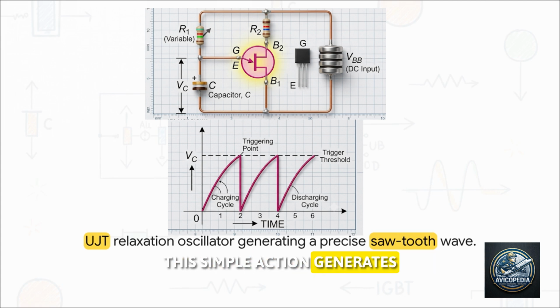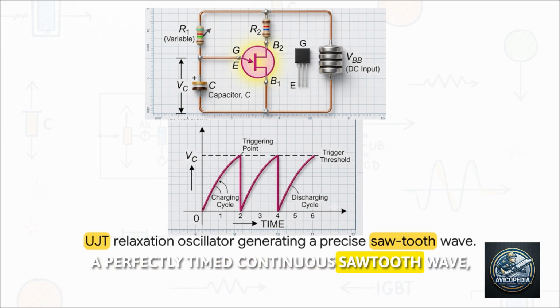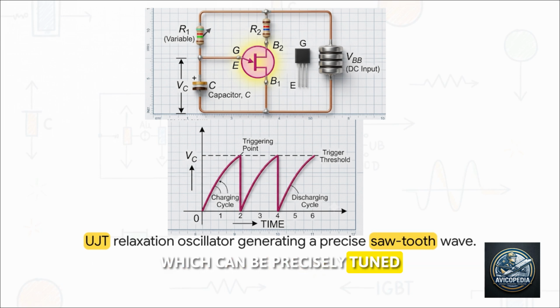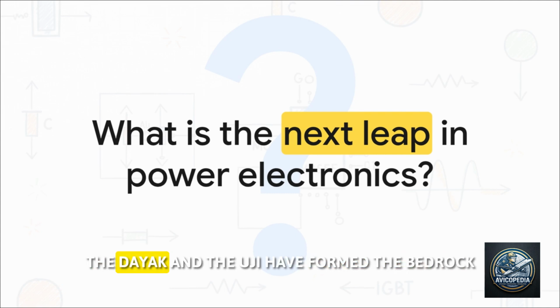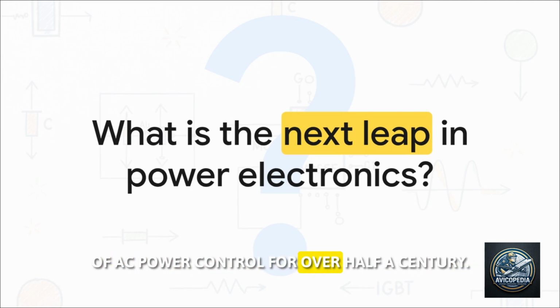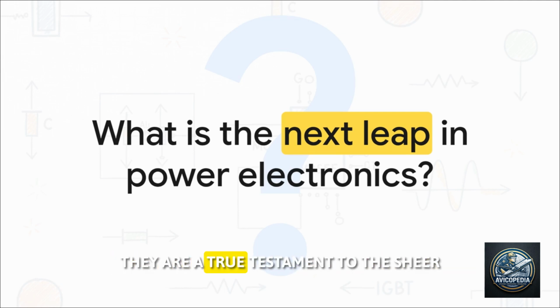This simple action generates a perfectly timed, continuous sawtooth wave, which can be precisely tuned to trigger our DIACs and TRIACs hour after hour, year after year. These three tiny, unassuming components, the TRIAC, the DIAC, and the UJT, have formed the bedrock of AC power control for over half a century. They are a true testament to the sheer elegance of semiconductor engineering.